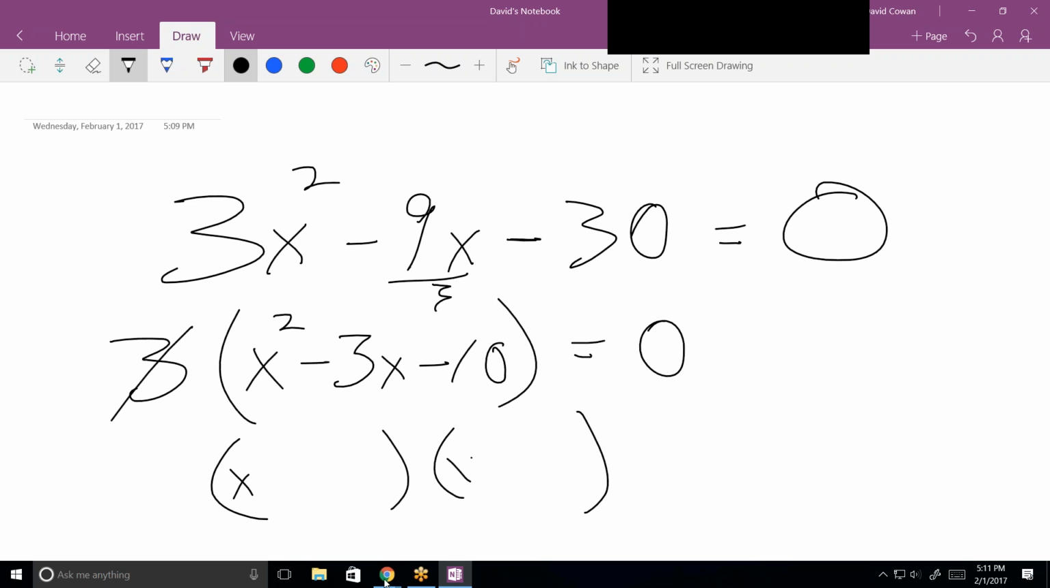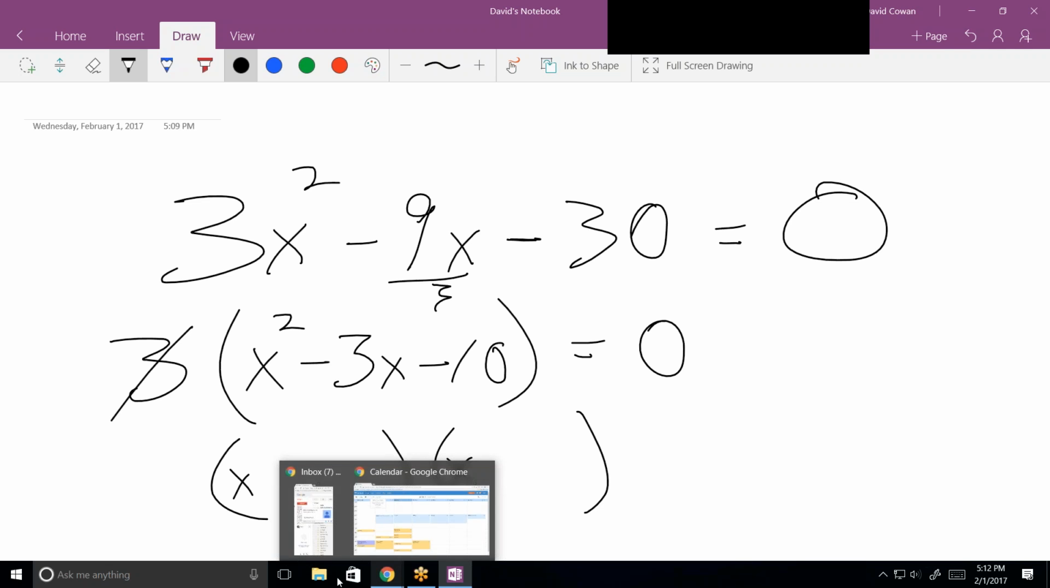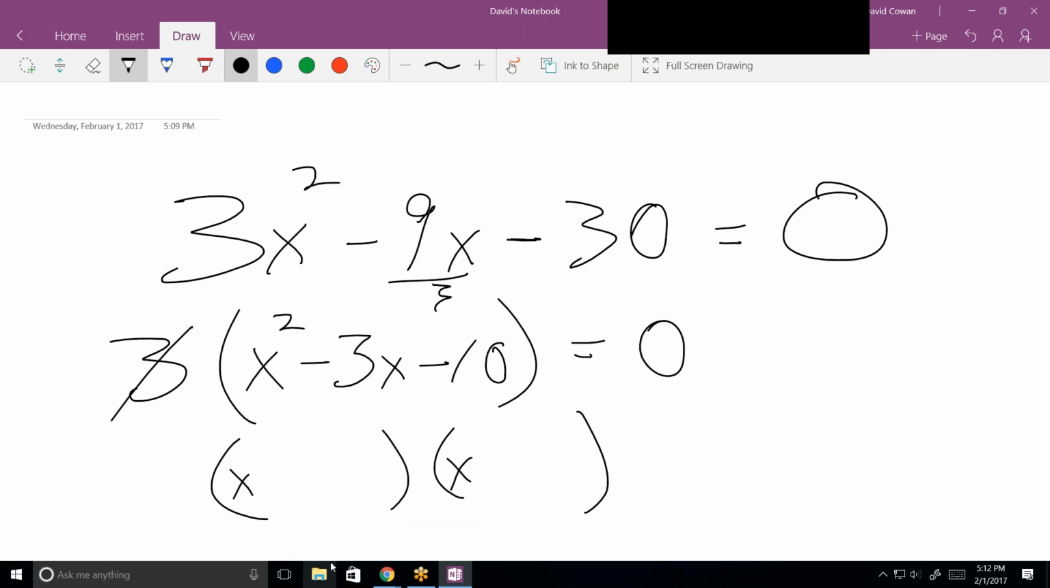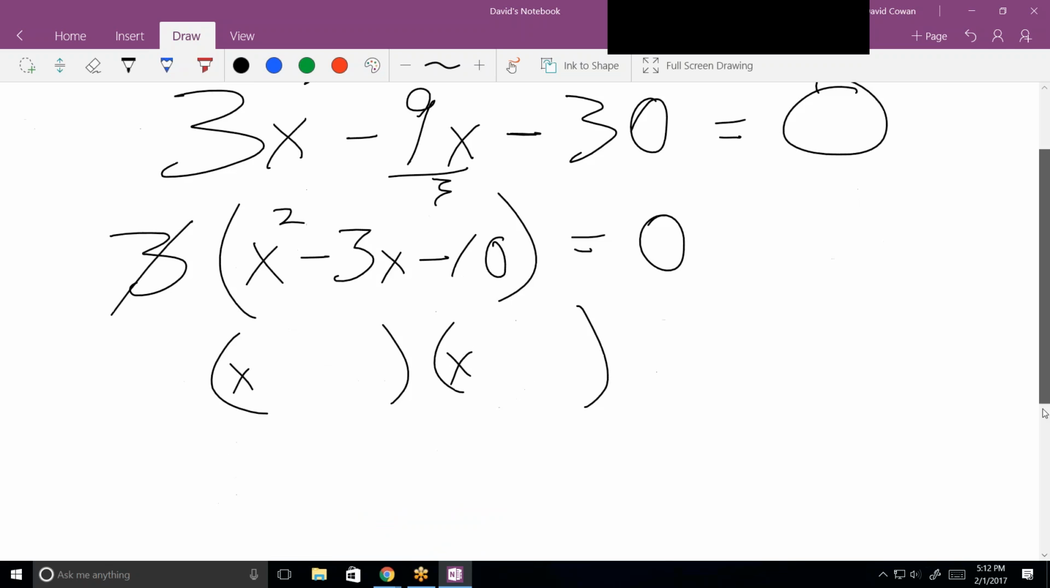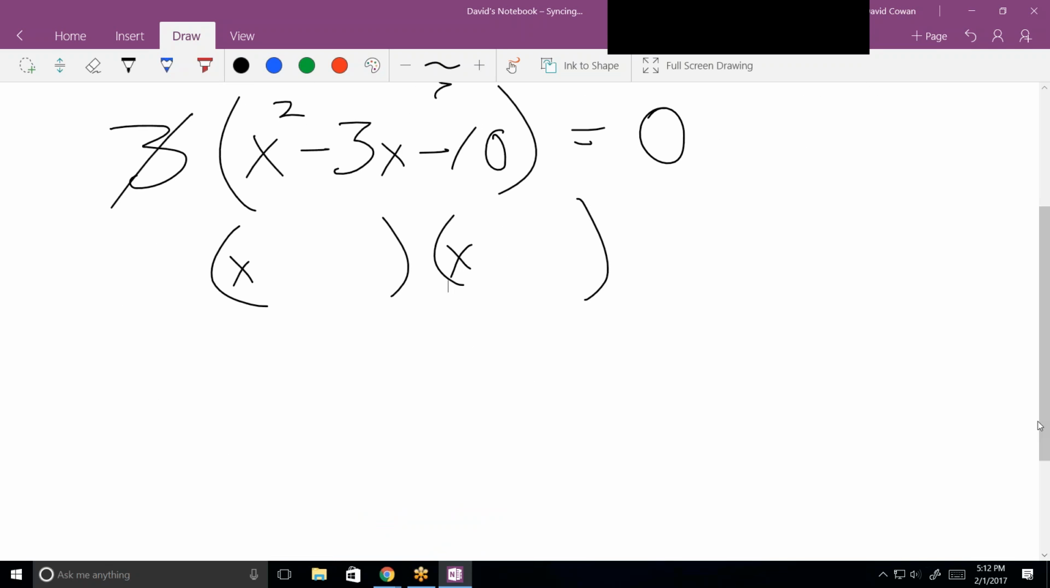Split the x's up, step 1. What are both signs? X minus, an x plus. Yeah, the signs have to be opposite. I don't have to put the minus on the left. I could put the plus on the left. As long as it's x and x, it doesn't matter. But the signs have to be opposite.